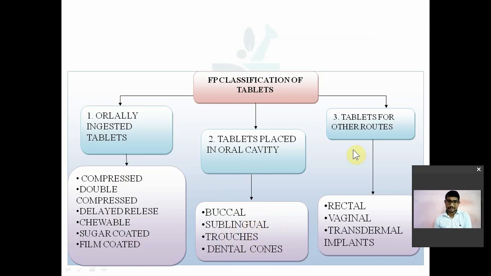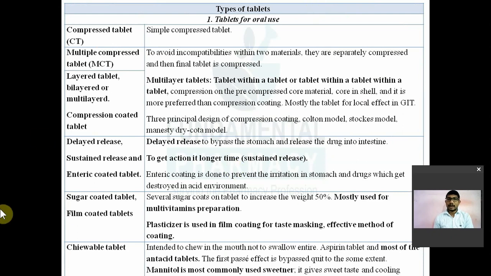Now the third class of tablets is the tablets for other routes. For example, tablets for rectal route, tablets for vaginal route, tablets for transdermal implants. Rectal tablets are there and transdermal implants are there. So this is just an overview of the classification of tablets. And remember, tablet is a unit solid dosage form made by compression. Types of tablets, यहाँ पे आपके क्वेश्चन बनेंगे. ठीक है, so types of tablets.